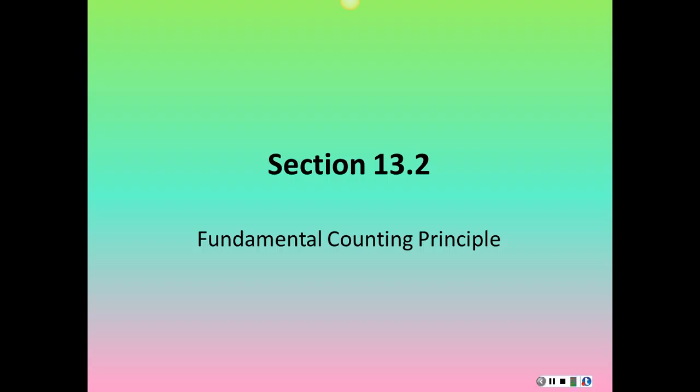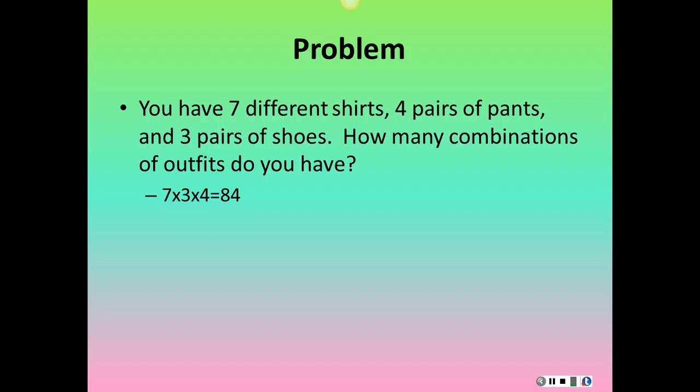So for example, you have 7 different shirts, 4 pairs of pants, 3 pairs of shoes. How many combinations of outfits can you have? It's a matter of multiplying the number of choices that you have. 7 times 3 times 4 is 84.